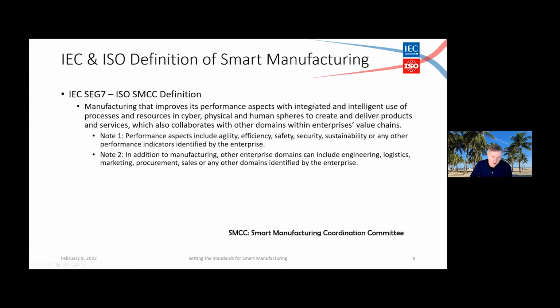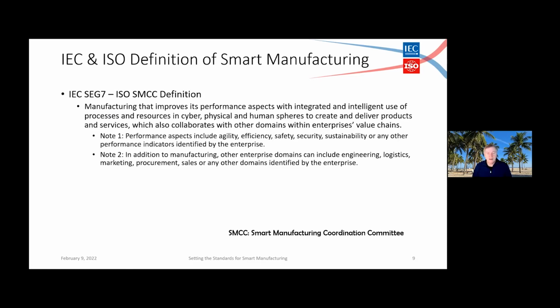Integrated is an important part of this, and intelligent use. Now, I would not think we want not intelligent use, but we have integrated use of resources, which include cyber and physical and human spheres. But in actual fact, what we're looking at many times is that the cyber is very much a big part of it. There's no reason you cannot have a smart manufacturing system and not necessarily have a lot of cyber in it.